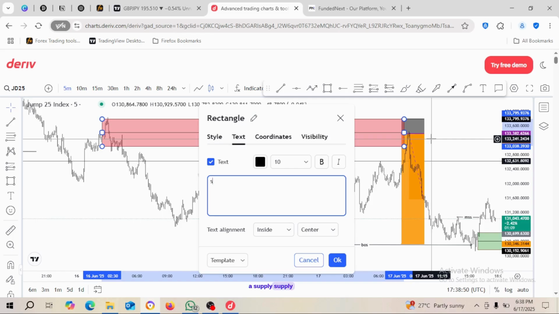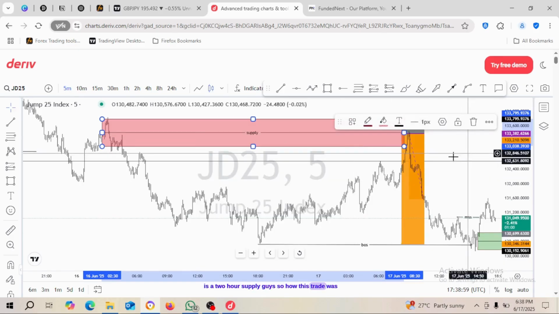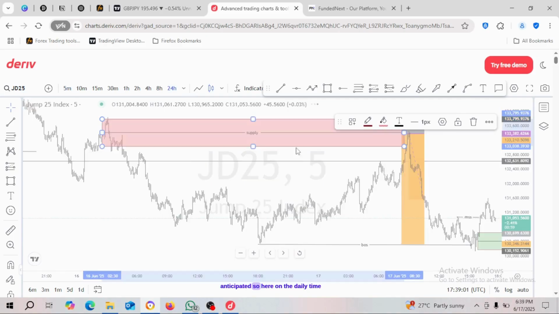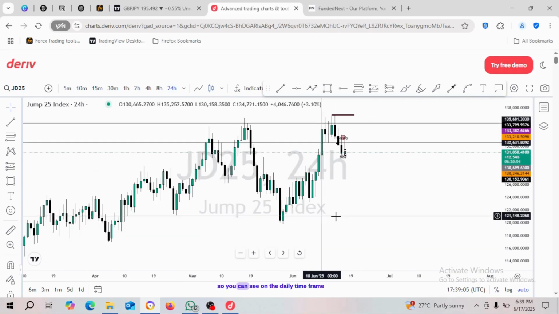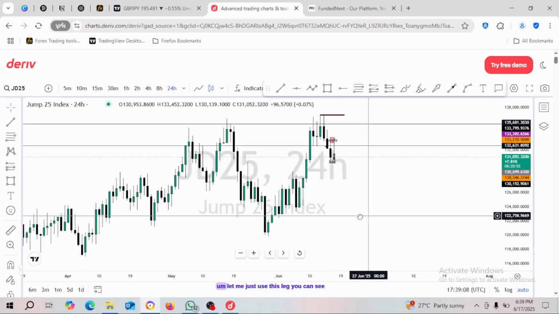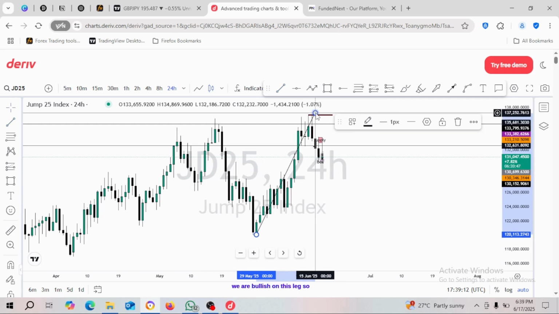This is a supply level. This is a 2-hour supply, guys. So how was this trade anticipated? Here on the daily time frame, you all know we start our analysis on the daily time frame. Let me just use this leg. You can see we are bullish on this leg.